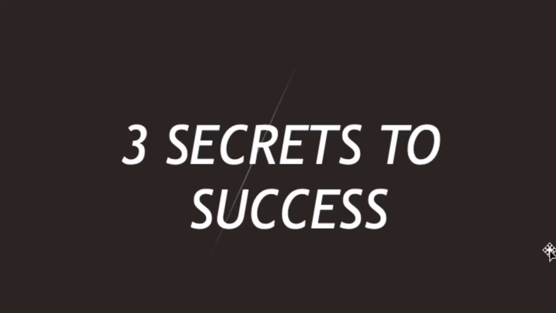So I want to go through my 3 secrets to success when you're doing any of this stuff that I described. Because once you start online as a beginner and you want to get into affiliate marketing, it isn't going to be easy to get going. But you can do this and you can build a real business online if you really stick at this. So what are my 3 secrets?